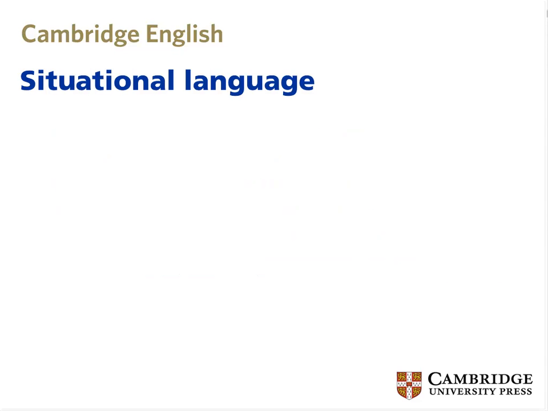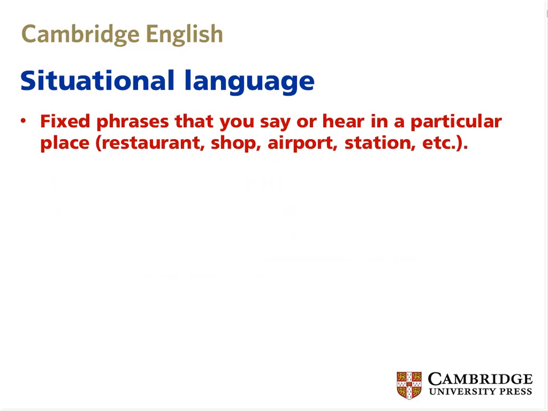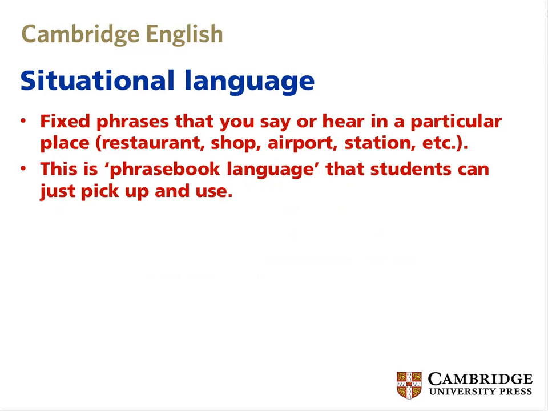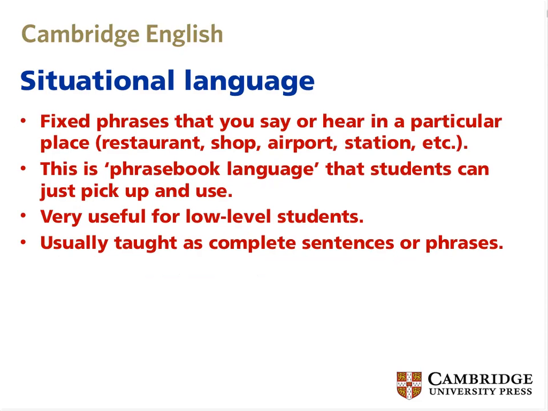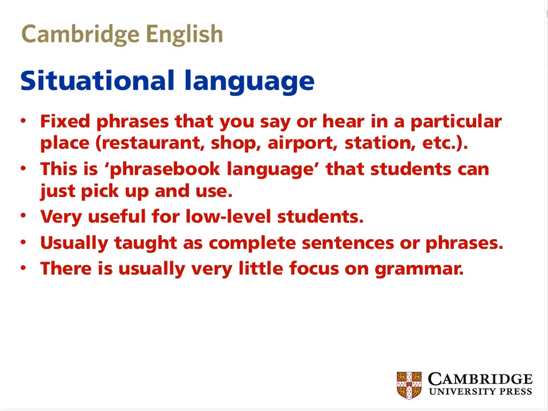Okay, just to clarify the kind of language we're talking about today. Situational language, we think of that as fixed phrases that you say or hear in a particular place, like a restaurant, a shop, an airport, a station, etc., like the ones we had in the introductory task. This is a kind of phrasebook language that students can just pick up and use, so it's very, very useful for low-level students. Usually we teach these as complete sentences or phrases, and we don't really focus on grammar. They just pick up and use chunks of language that students need in a particular situation.